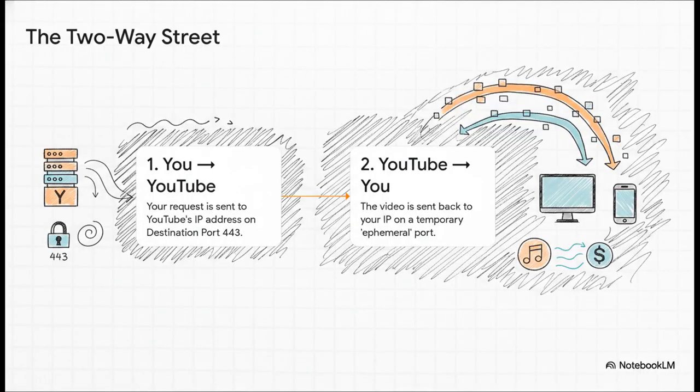So the whole conversation looks like this. Your request goes out from your computer to YouTube's address aimed at destination port 443. Then, the video stream comes back from YouTube to your computer's address aimed at that temporary destination port, 57095. This whole system makes sure the video data goes to your browser and your music stream goes to Spotify. It's a really elegant way to handle dozens of conversations at once.